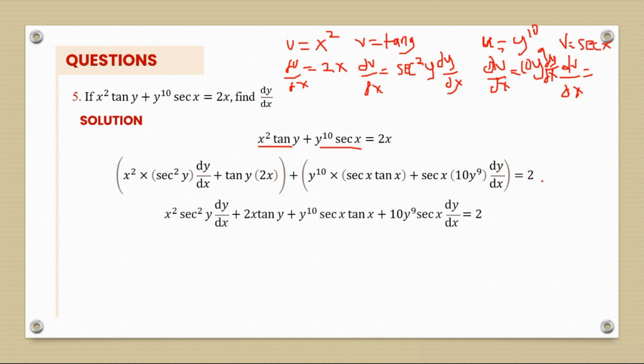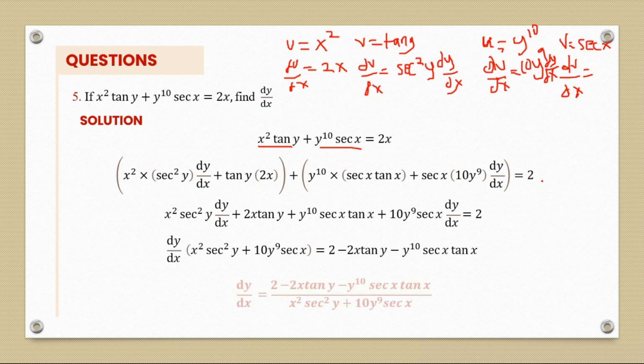So now when we open brackets and simplify, this is what we end up having. Now we're going to separate the values that have dy dx from those that don't, and this is what we end up having. So therefore dy dx shall be equal to 2 minus 2x tan y minus y power 10 sec x tan x divided by x squared sec squared y plus 10y power 9 sec x, and that is the answer they wanted.